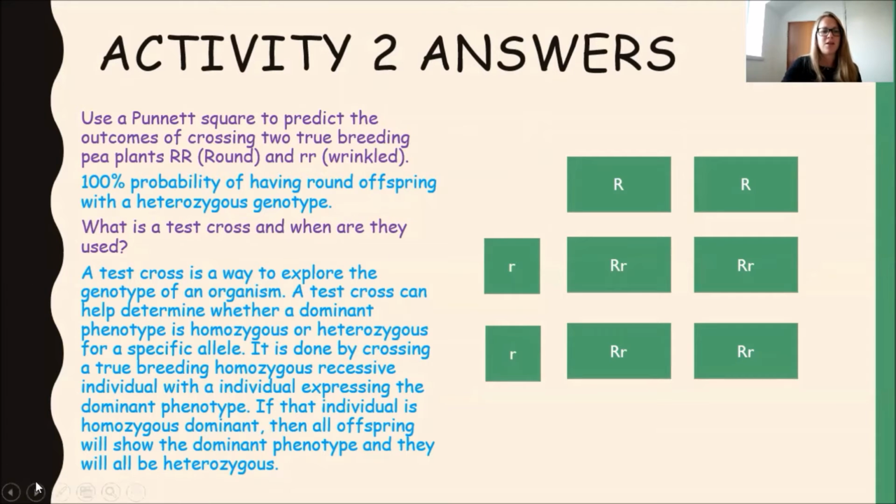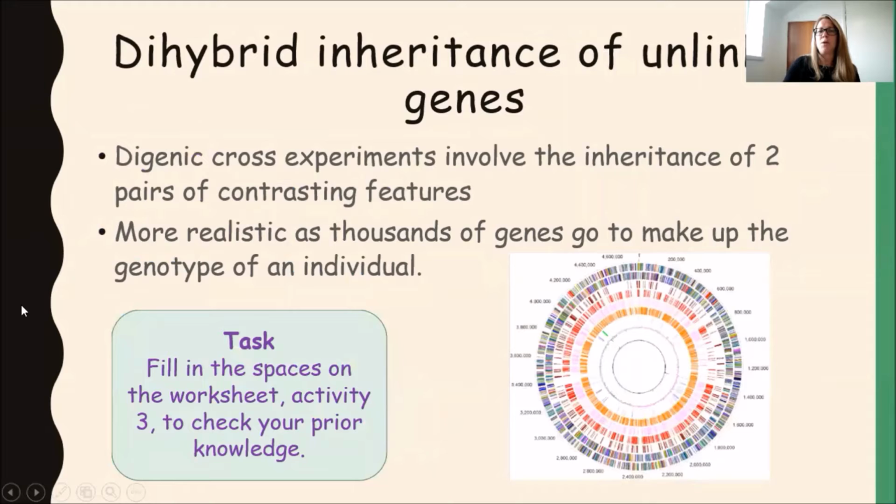Okay, let's have a look at what we mean by dihybrid. So we just reviewed monohybrid. Remember, that was the inheritance of a single gene for a characteristic. But it's not really that realistic. In reality, thousands of genes go into making up the genotype of an individual, making up what they actually consist of and look like. So instead, we look at digenic cross experiments, in other words, the inheritance of two genes in order to control that particular characteristic.